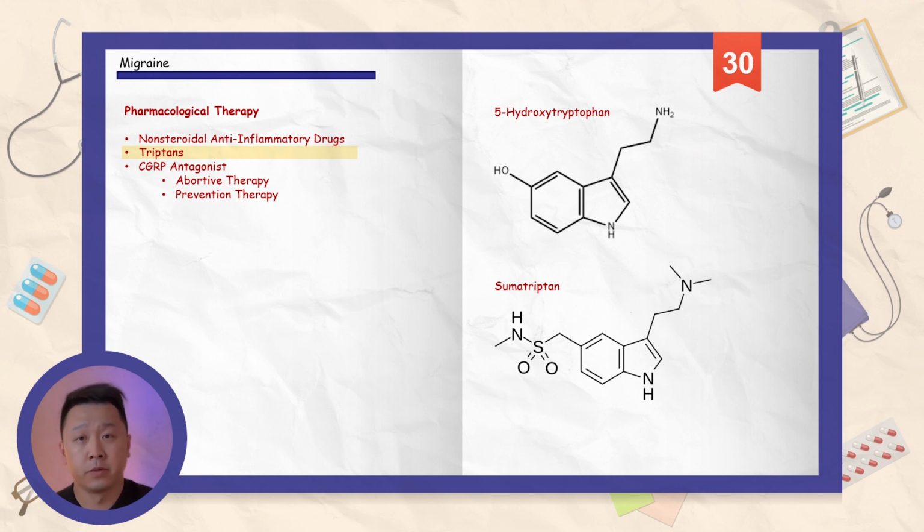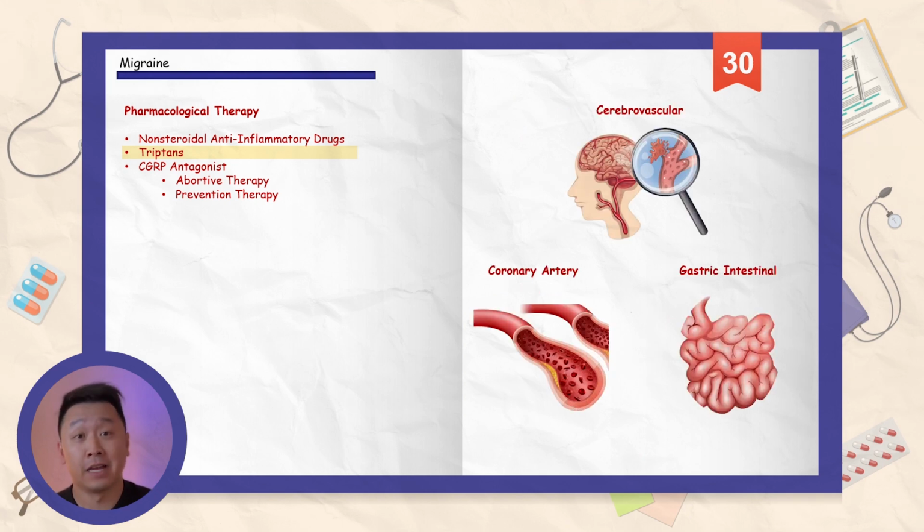However, 5-HT receptors are not only expressed in the cerebrovascular system, but also in the coronary vessels and the digestive tract. And because triptans are not specific for the 5-HT receptors in the trigeminal nerve, they will also bind to the coronary blood vessels, which can cause vasoconstriction, and thus should be used with caution in patients with cardiovascular disease.